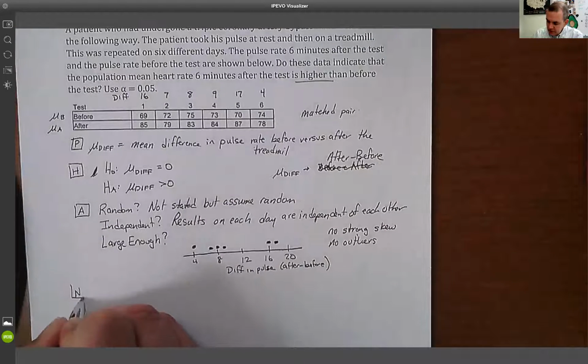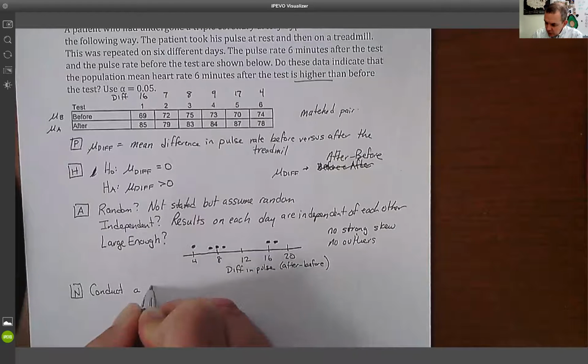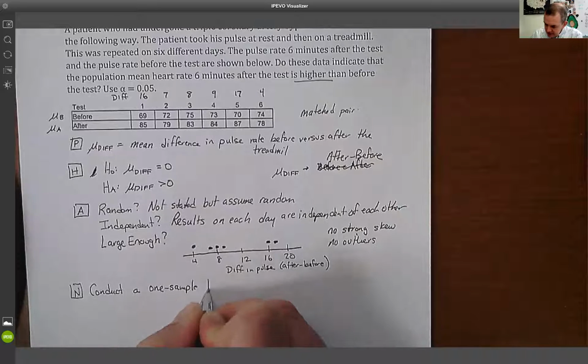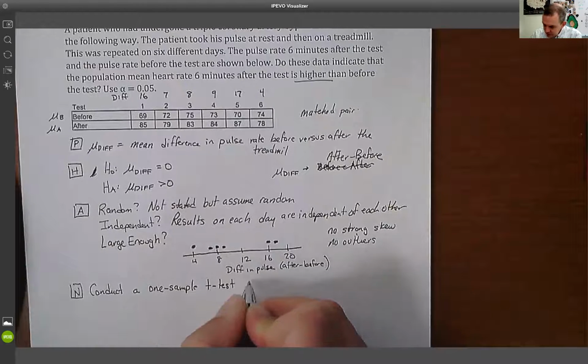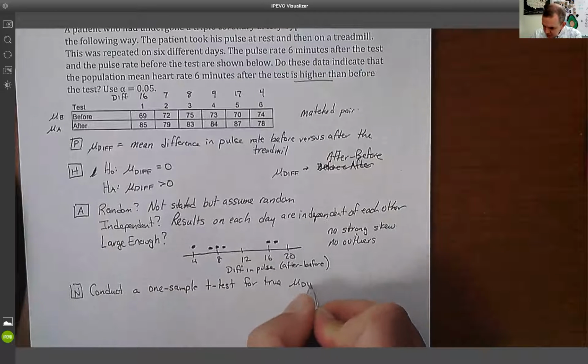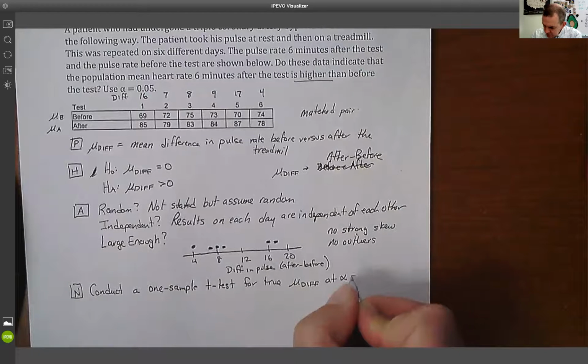So N, we're going to conduct a 1 sample t-test for true mean difference at alpha equals 0.05.